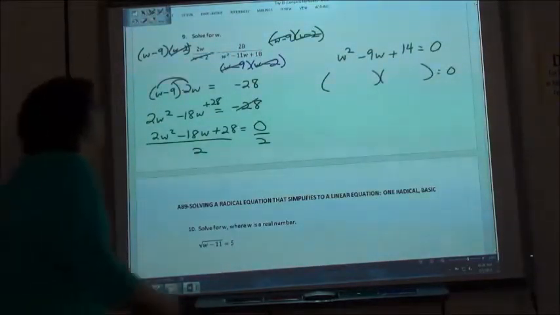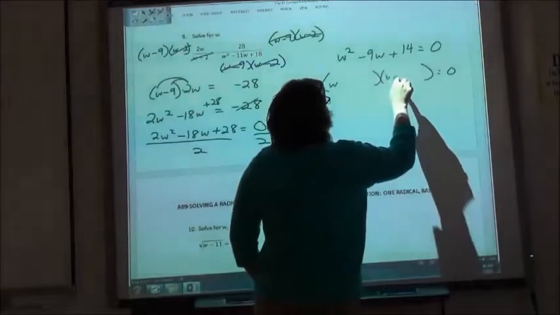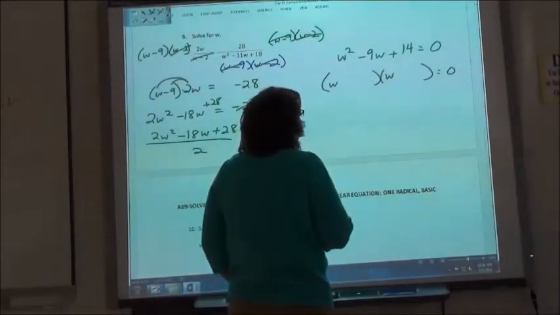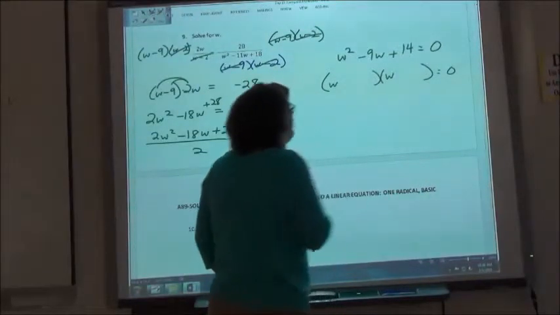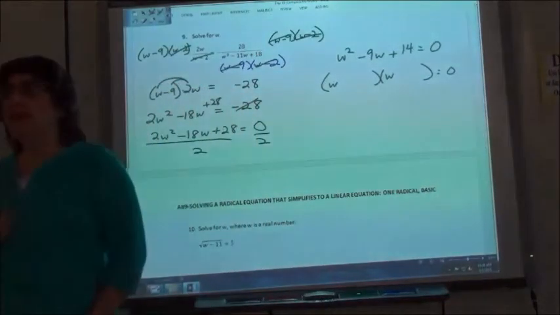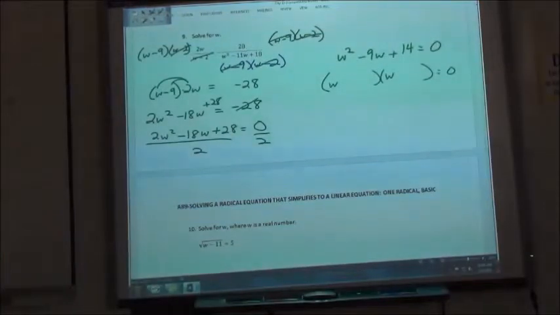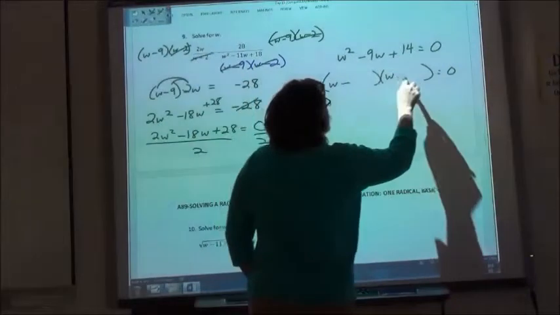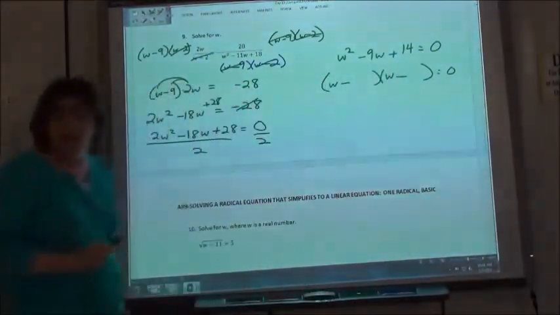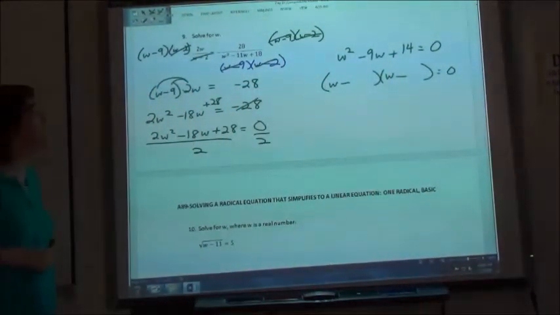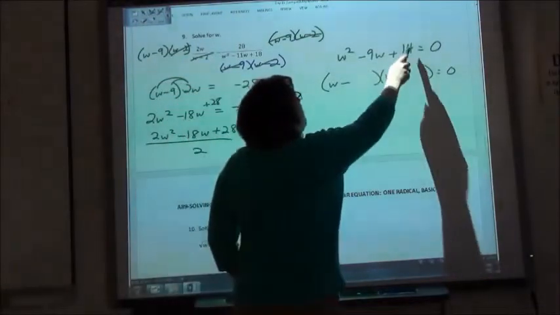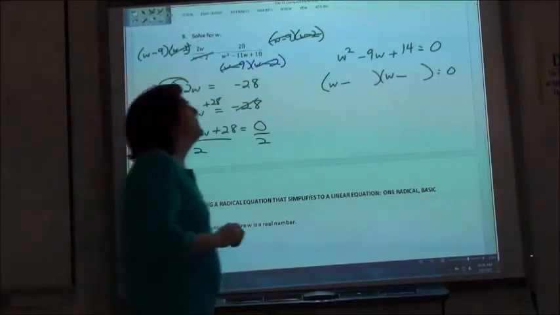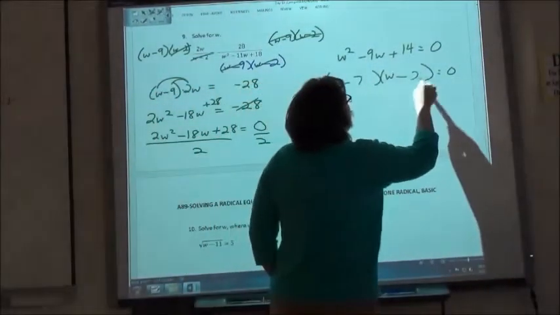Okay, W and a W. What's the rule? If the end is positive, both are negative. A negative times a negative is still positive on the end, but adds up to the negative in the middle. Factors of 14 that are going to add up to our 9. 7 times 2. 7 and 2.